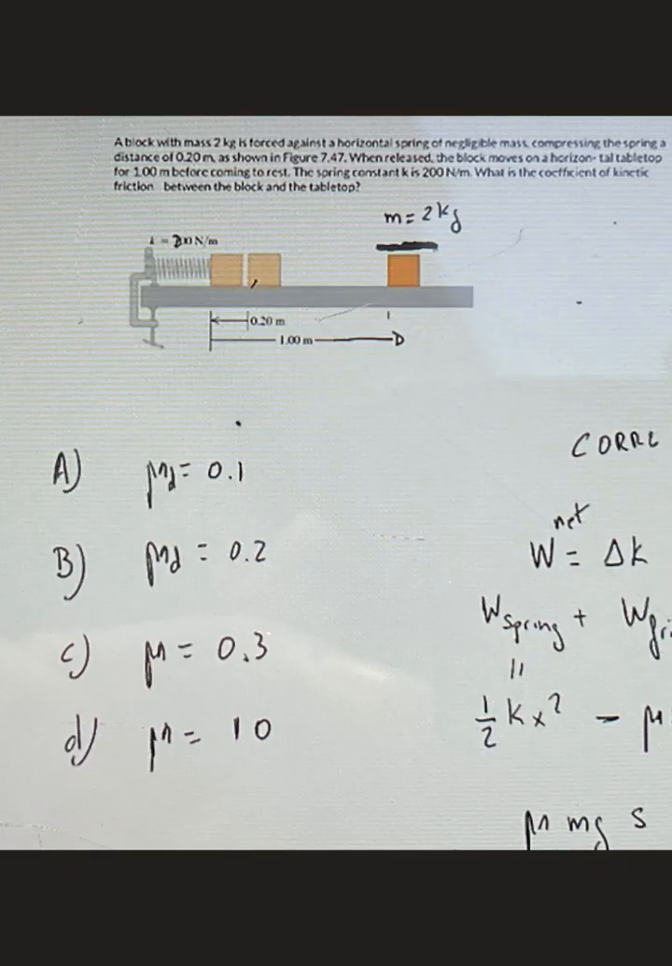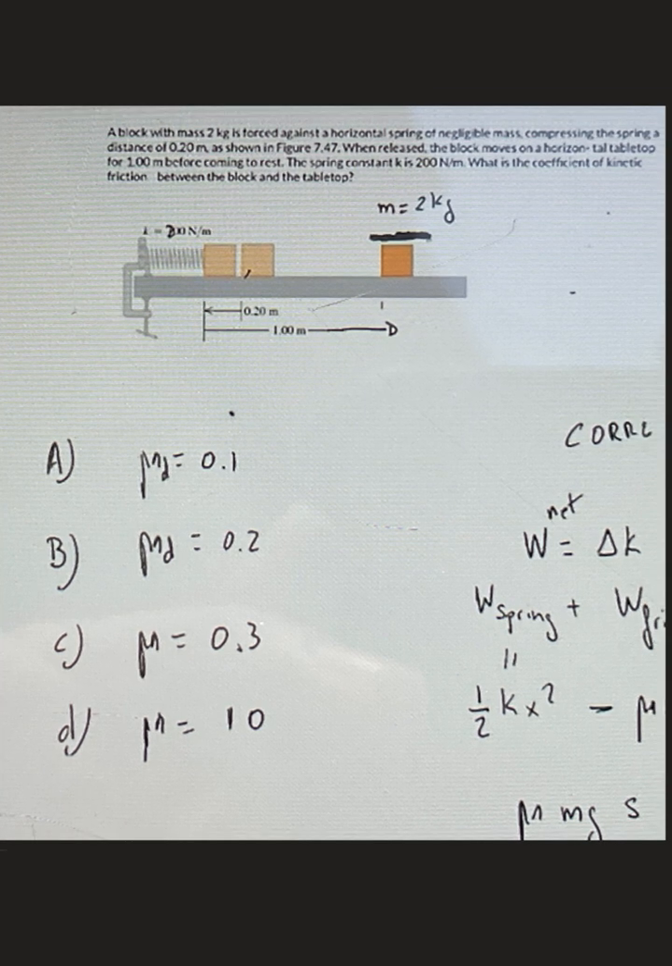Alright, so here we have a block with a mass of 2 kilograms, right? So the mass is 2 kilograms. And we have the distance when it compresses, which is 0.20, right? And the distance traveled is 1 meter. And we have the K constant, which is 200. So we're going to use the law of conservation of energy for the system.